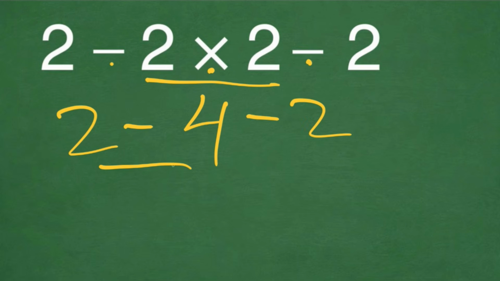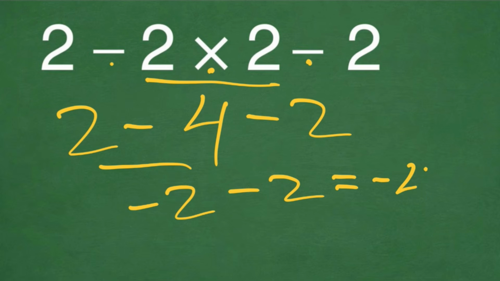And 2 minus 4 gives us negative 2. And negative 2 minus 2 is equal to negative 4. So the final answer to this question is negative 4.